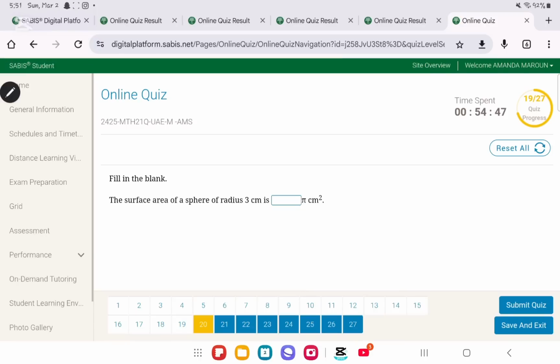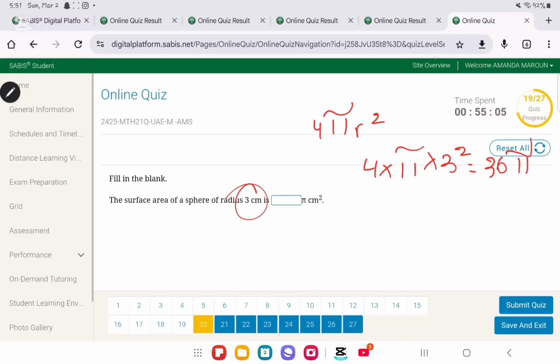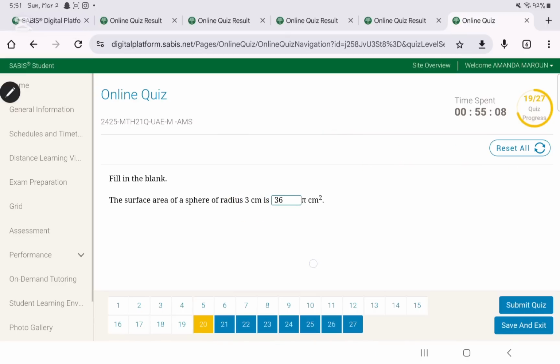We move on to question number 20. They need the surface area of a sphere of radius 3 centimeters. You should know that the surface area of any sphere is 4 pi r squared. So it's 4 times pi times 3 squared, and you are going to get 36 pi. So it is very simply 36 pi centimeter squared.